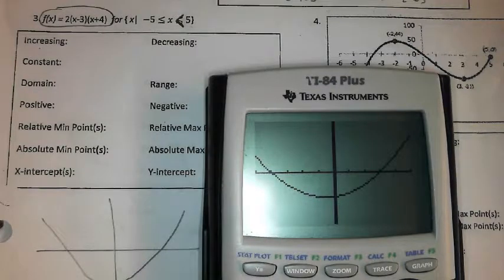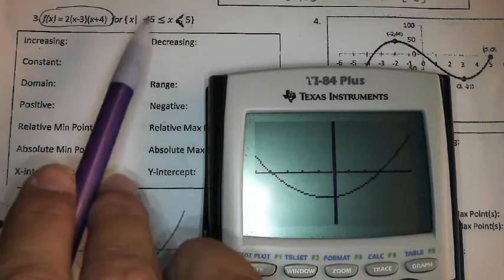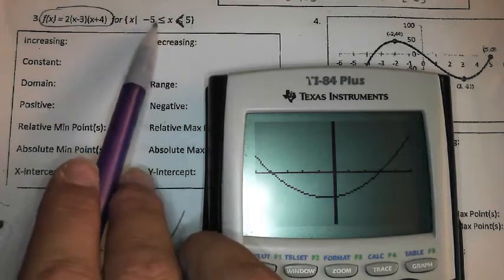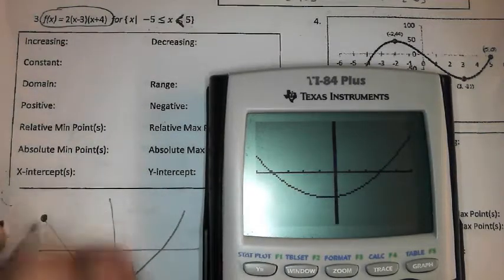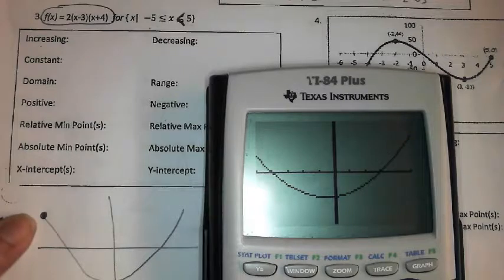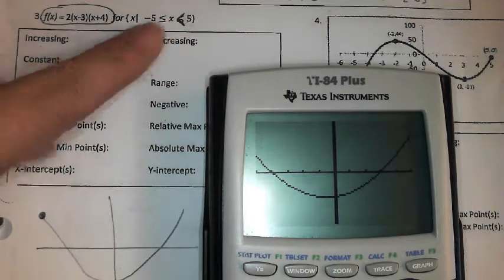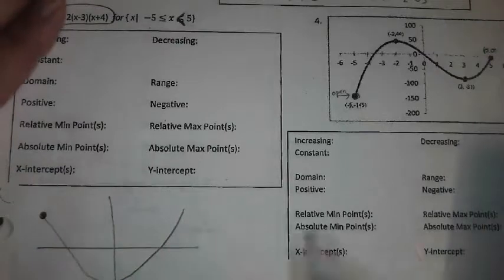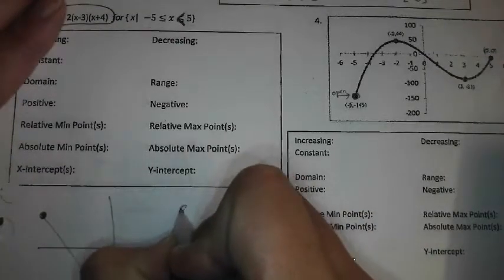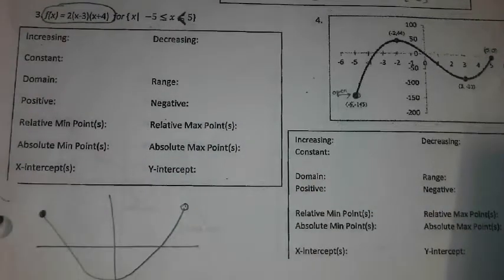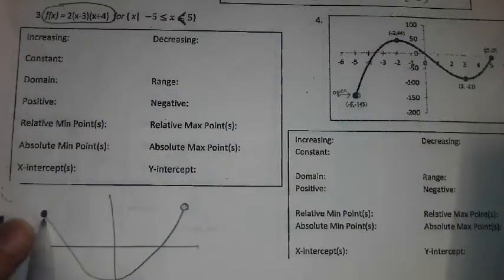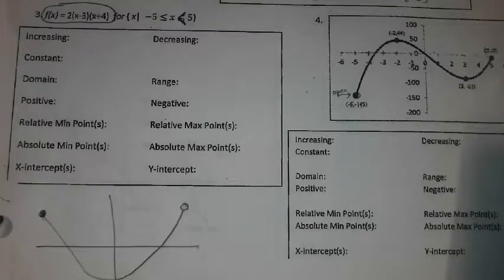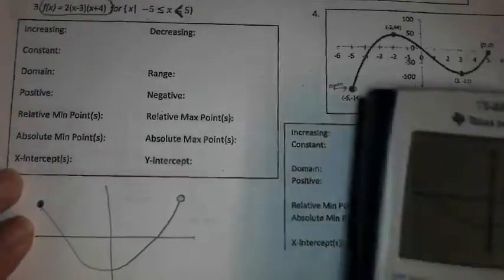And here's the key to the inequality change that I made. It wants it less than or equal to on the -5 end, so I'm going to put a solid dot at the end point there. But it wants it only less than 5, not less than or equal to 5, so I'm going to put an open circle at the end point there. So that point is not included. This point is. And then I'm going to start labeling them.